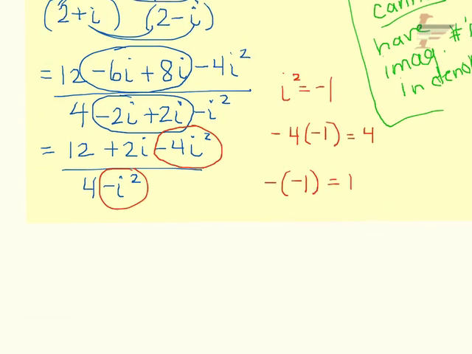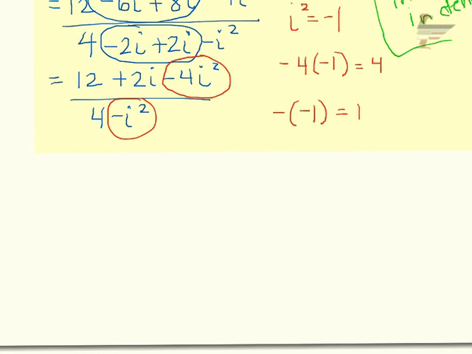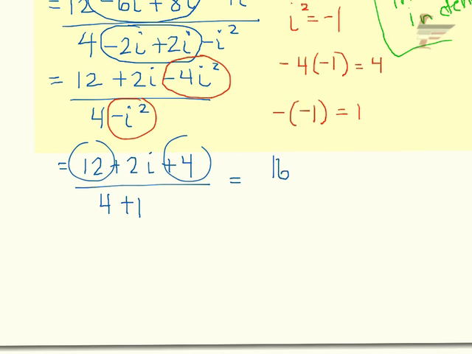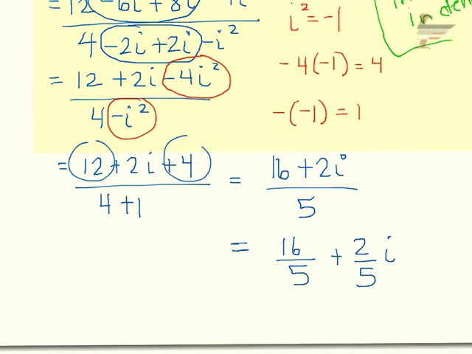Okay, so I'm going to scooch this up here. So that means my numerator is really 12 plus 2i plus 4. My denominator is really 4 plus 1. So now I can combine terms again. 12 plus 4 is 16 plus 2i, and my denominator 4 plus 1 is 5. Now last but not least, you need to double check if you write these as individual fractions, 16 fifths plus 2 fifths i. Nothing reduces, but it's a good thing to check.